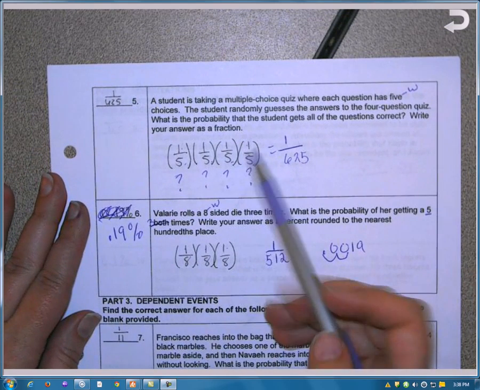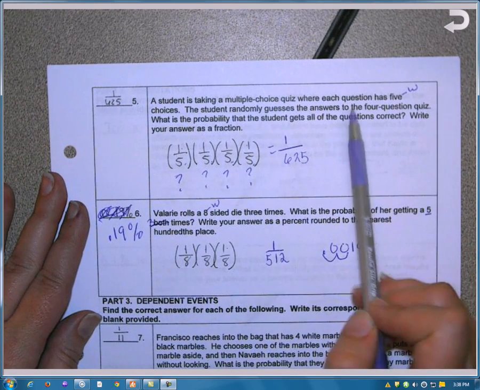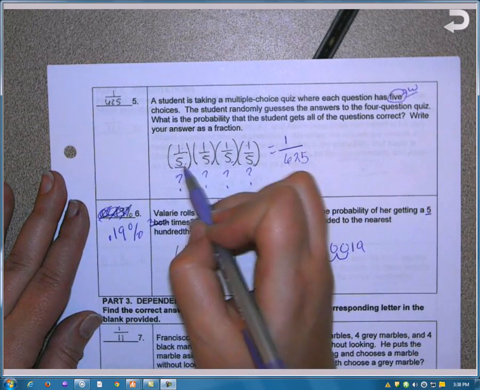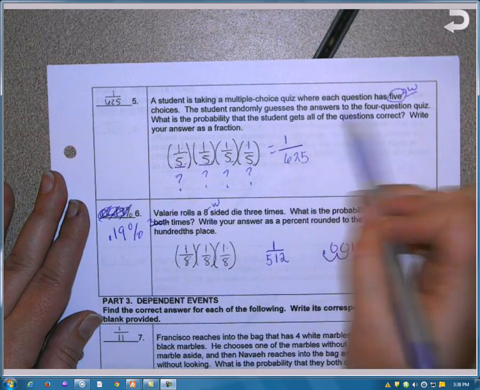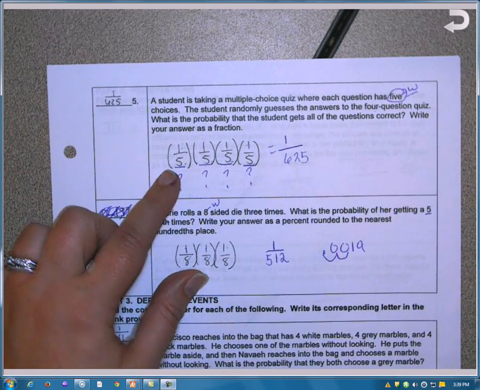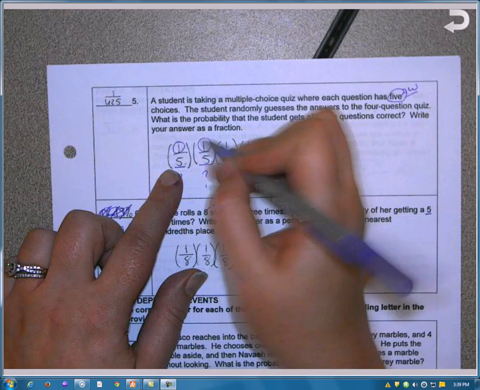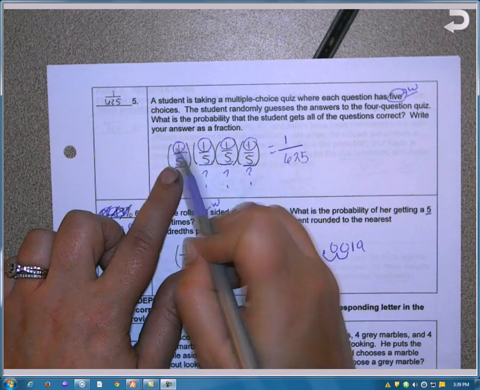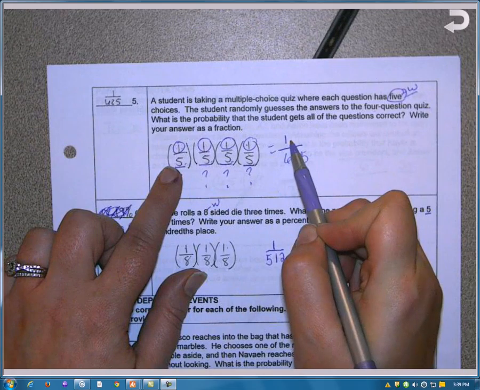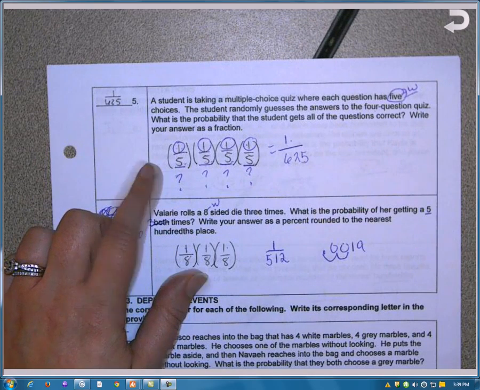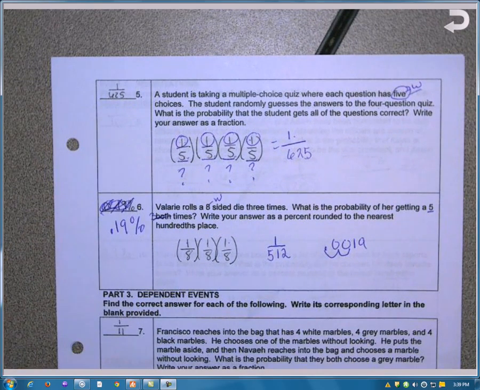All right, so multiple choice quiz here. 5 is our W, so that's our bottom number. They've got 4 questions, so that's 4 times we're going to multiply. And we want to get the question right, so there's only one correct answer. So it's 4 times we multiply 1. 1 times 1, 4 times is 1. 5 times itself 4 times is 625. So that's going to be our fraction.